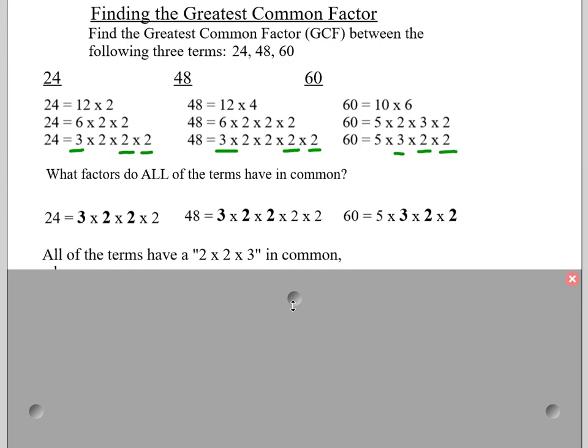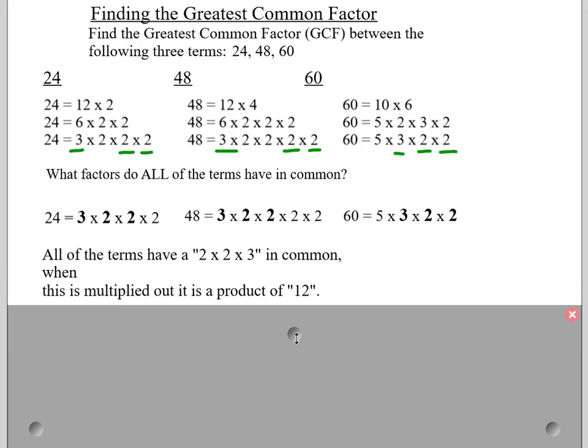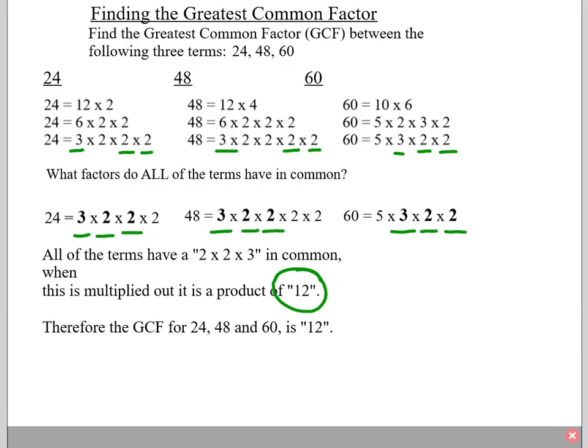So when we look at this, you can see I've highlighted this already. So 24, there's the 3, 2, and 2. 3, 2, and 2, 3, 2, and 2. And when you multiply those together, you get 12. And 12 becomes the greatest common factor. It's the greatest shared multiplicative building block between those three numbers.